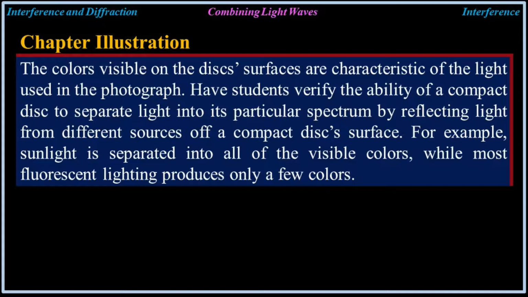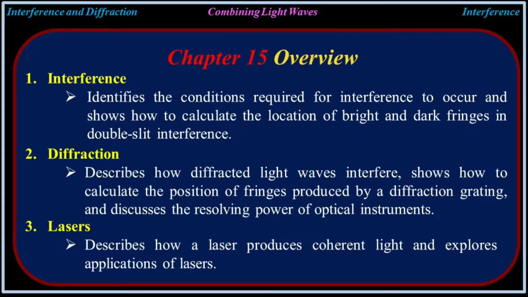Have students verify the ability of a compact disc to separate light into its particular spectrum by reflecting light from different sources off a compact disc's surface. For example, sunlight is separated into all of the visible colors, while most fluorescent lighting produces only a few colors.